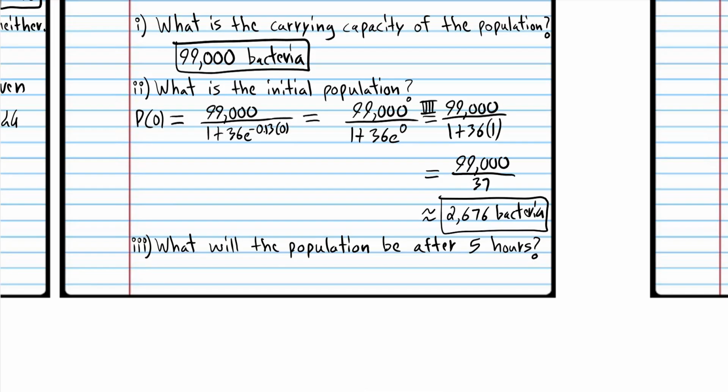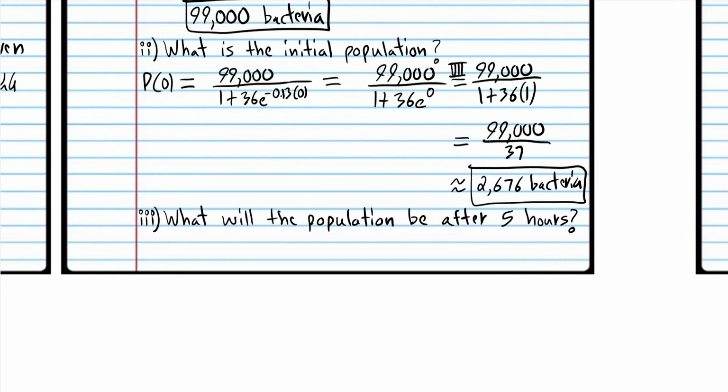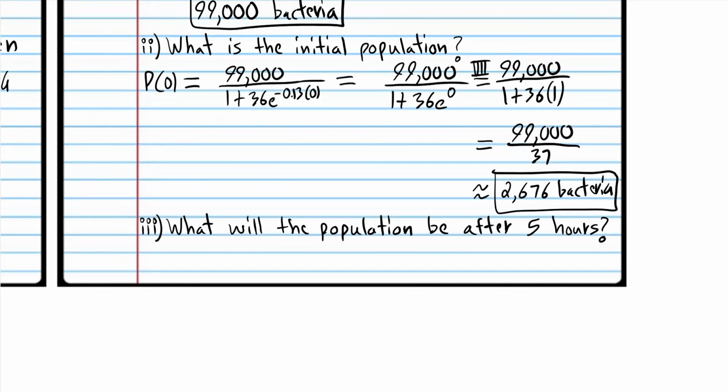So for part 3, we're going to do the same thing that we did for part 2. The only difference is we're going to plug in 5 rather than 0. Now again, you use the same steps to do the math. Obviously, you're going to have to use the calculator. But you can enter this into the calculator in one step. That's the easiest way to do it.